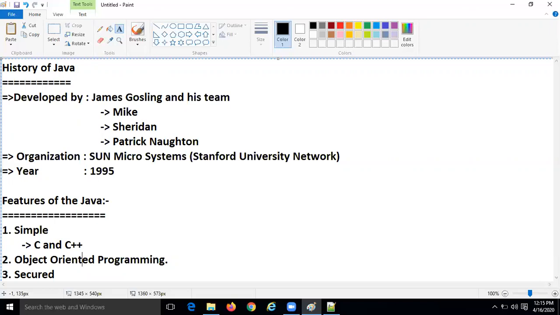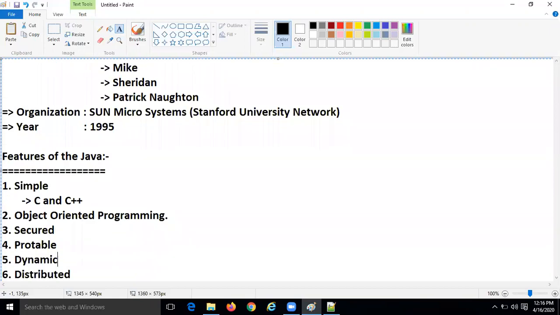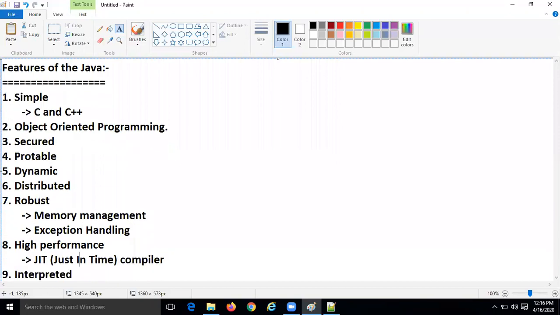What is the organization? Sun Microsystems. These are all employees of Sun Microsystems, including James Gosling also. He is one of the professors in that Sun Microsystems organization. Mike Sheridan, Patrick Naughton, these are all the employees, guys. What is the year they developed it? In 1995.